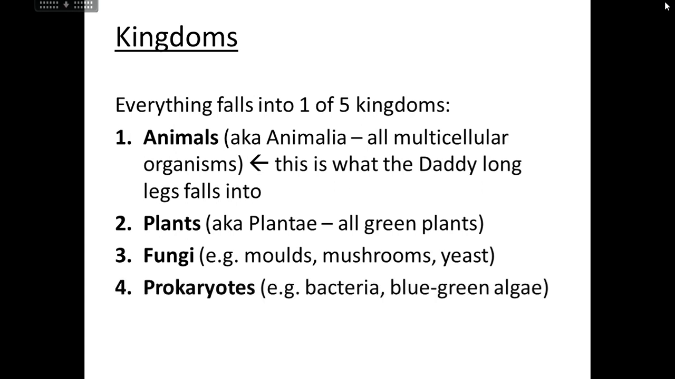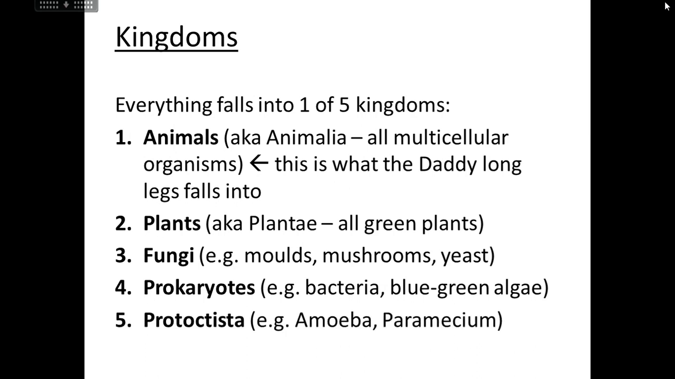Then you've got the prokaryotes, which are things like bacteria, in our fourth group, and blue-green algae. They can photosynthesize a little bit, those algae, but they're not completely plants because they're probably single-celled, that sort of thing, so that's why they're not in group 2, the plant group. And then you've finally got group 5, which is Protoctista.